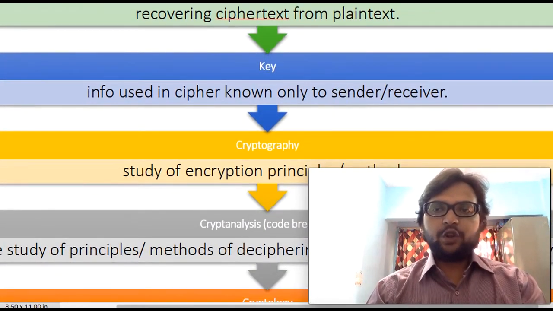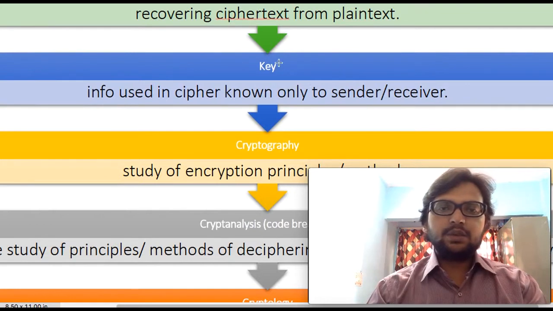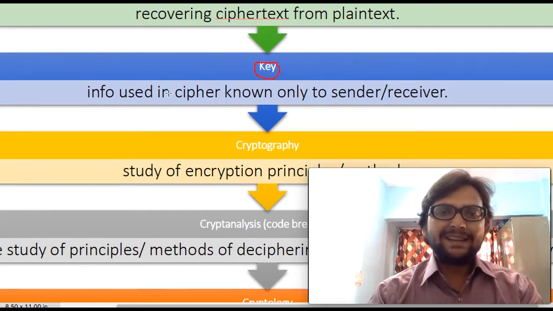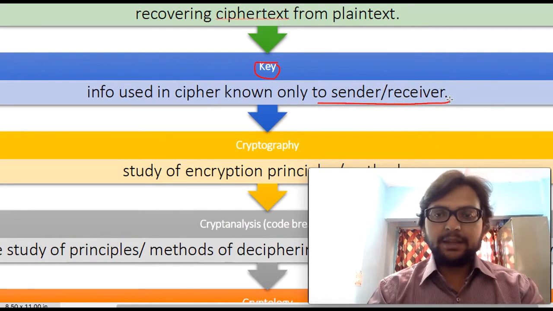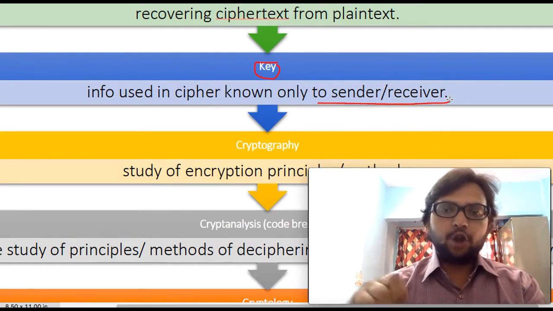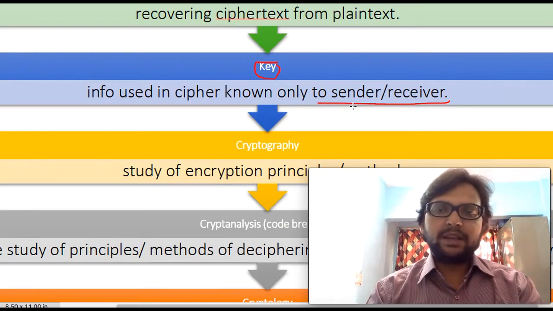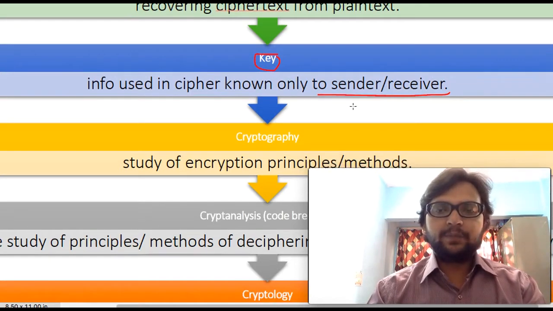For all this, we use some key. Remember, for encryption and for decryption, we use a key. The key is information used in the cipher, known only to sender and receiver. So how are we going to encrypt something? Encryption means locking a message, and decrypting means unlocking a message. How do we do that? Using a key. So here we have different keys. What we mean by key, we'll discuss in other algorithms.